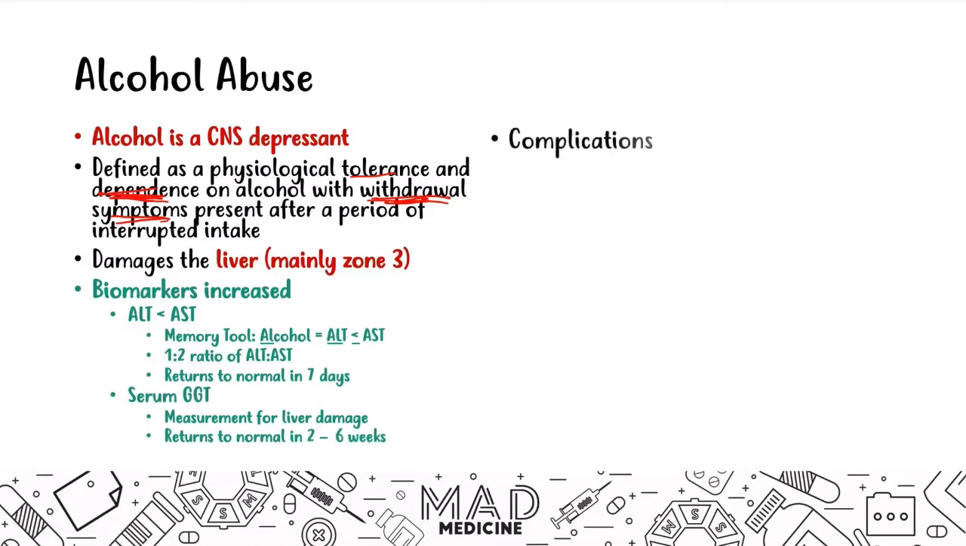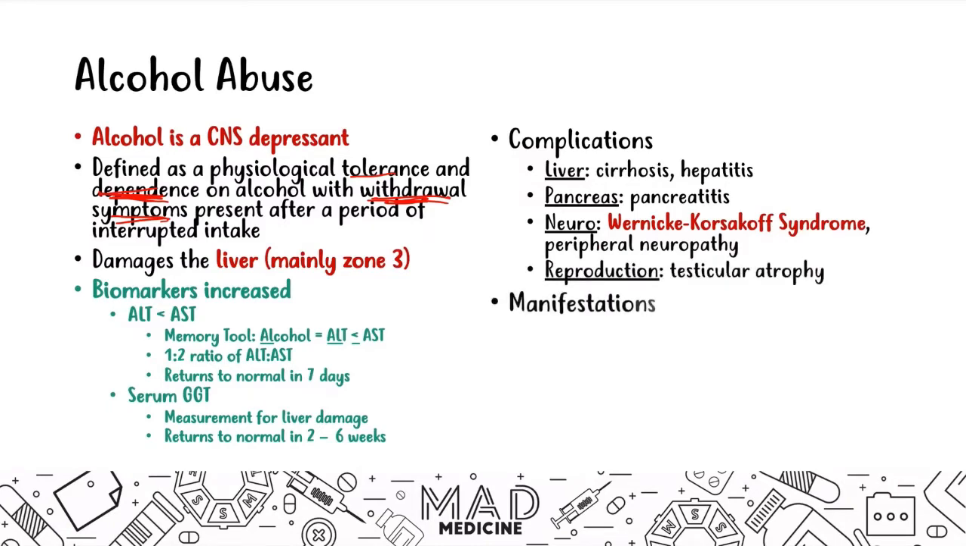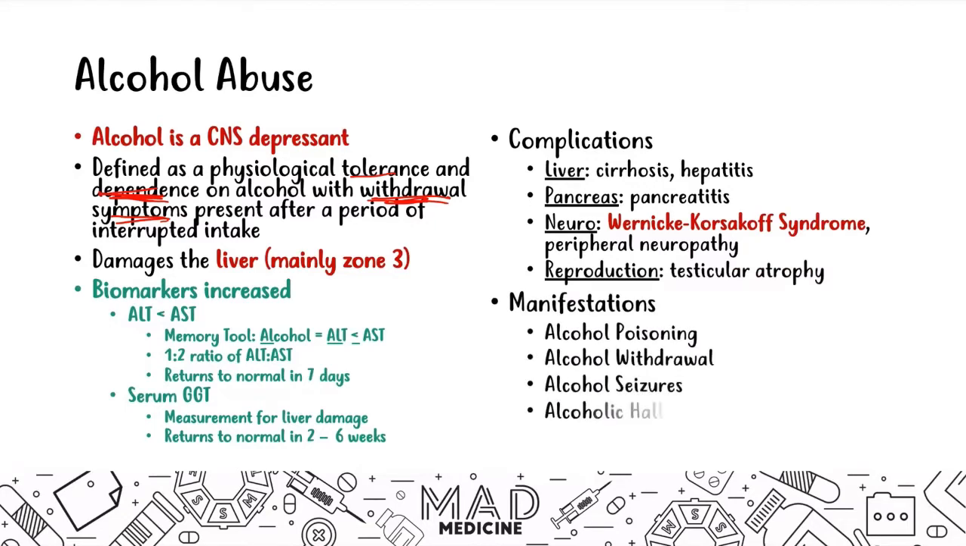Now, the complications of alcohol abuse include cirrhosis and hepatitis, pancreatitis, Wernicke-Korsakoff syndrome, which we covered briefly in the previous video and intensively in its own video, which you can find on the playlist, as well as peripheral neuropathy and testicular atrophy. Alcohol abuse can manifest as alcohol poisoning, withdrawal, seizures, as well as hallucinosis, and the most dangerous manifestation of alcohol abuse is delirium tremens.